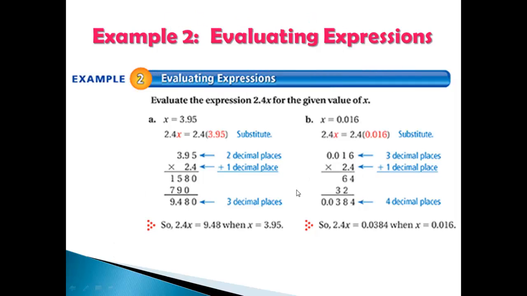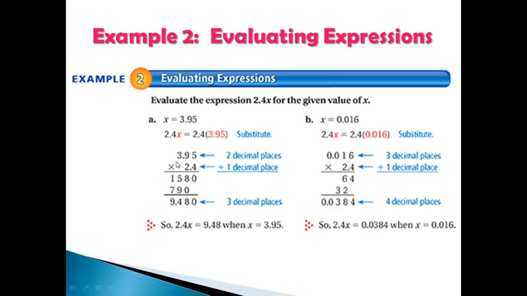For our second example, we're evaluating expressions. We're going to evaluate the expression 2 and 4/10 x for the given value of x. For a, we're going to evaluate it if x equals 3 and 95 hundredths. So we have 2 and 4/10 times x, so we're going to be doing 2 and 4/10 times 3 and 95 hundredths. First thing we're going to do is we're going to multiply.